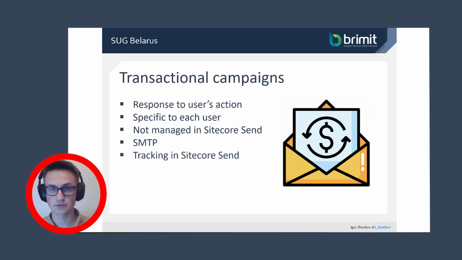Sitecore suggests using an SMTP server for it. That means basically you need to prepare the content for the email by yourself somewhere outside of Sitecore. Then you can use the Sitecore SMTP server to send the email, and as well you can track the performance of this email inside Sitecore, inside a special campaign called a transactional campaign. So this is the way we need to proceed with transactional campaigns.